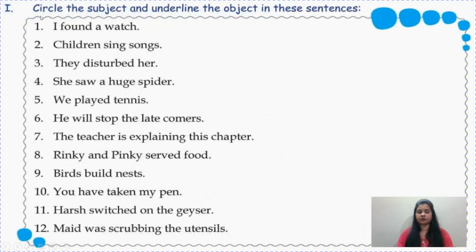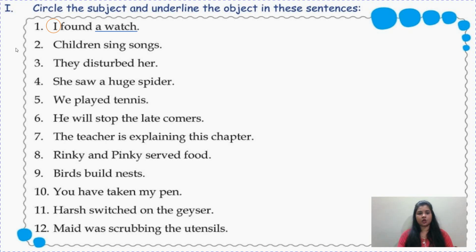So children, what do you have to do here? Circle the subject and underline the object in these sentences. So let's do. Question number 1. I found a watch. So whom are we talking about here? I. So I is the subject. So circle it. And who is the receiver? A watch. So it is the object.